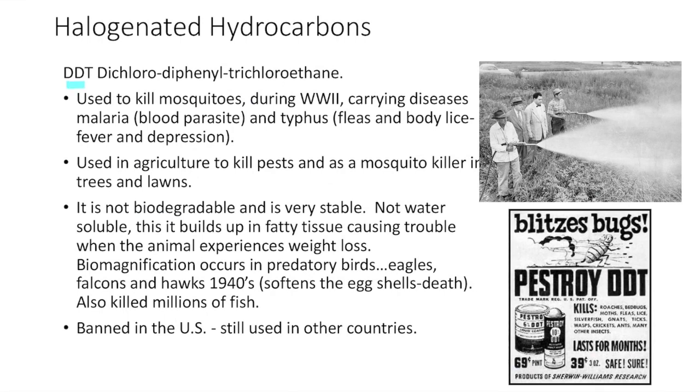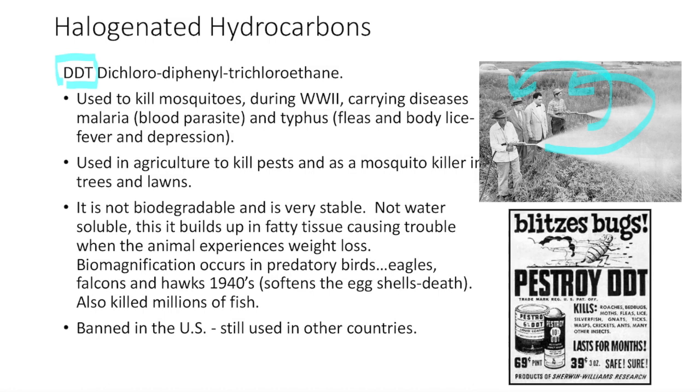DDT is the last halogenated hydrocarbon that I want to tell you about. It was used to kill mosquitoes and pests, and it was used during World War II a ton. This is when it came out, and they thought it was really safe. And there's even videos of scientists taking baths in DDT to show how safe it was for humans. So it was used in agriculture as a mosquito killer.